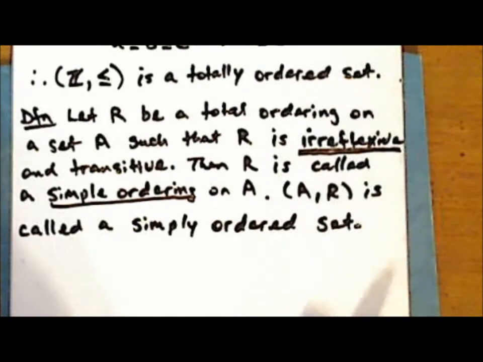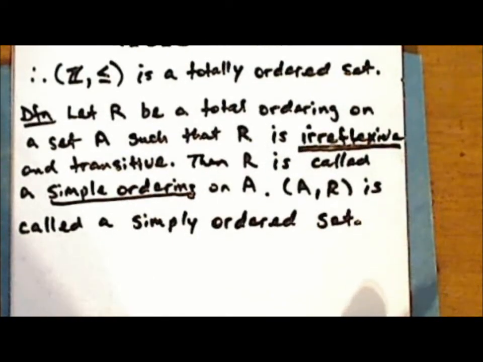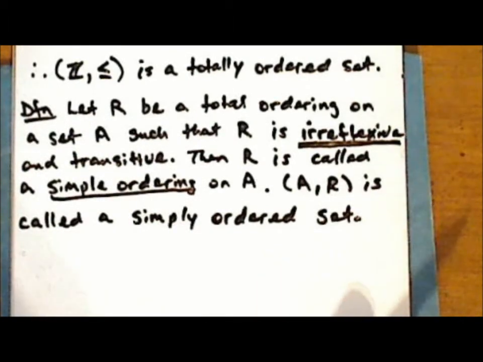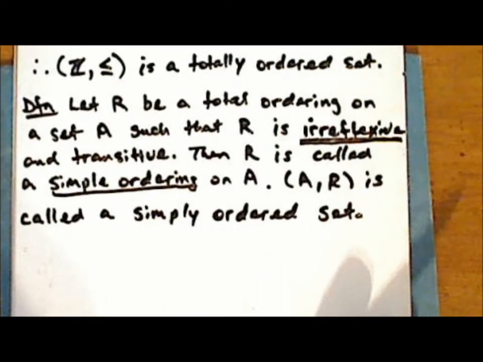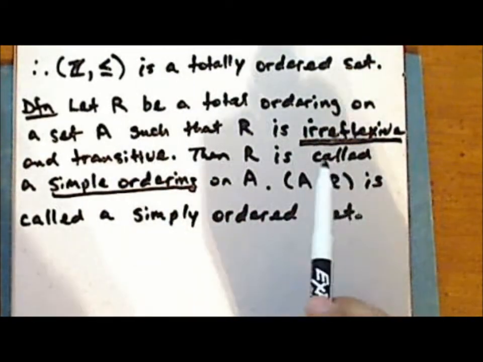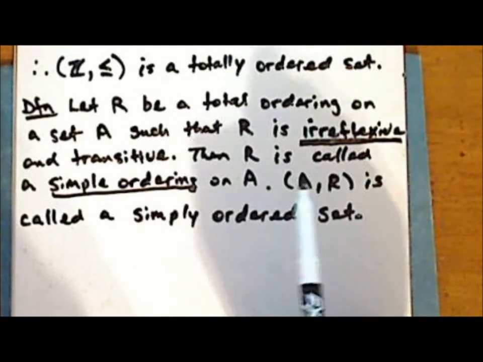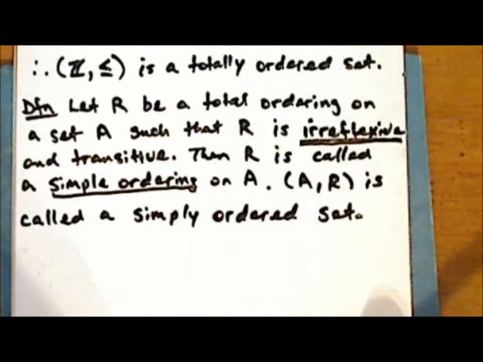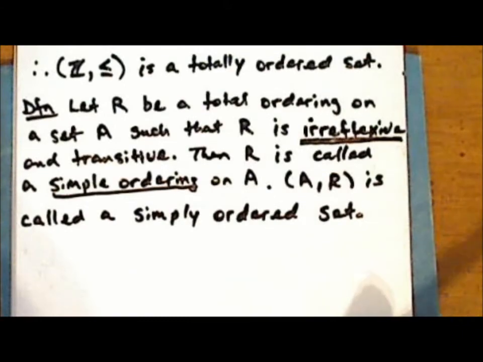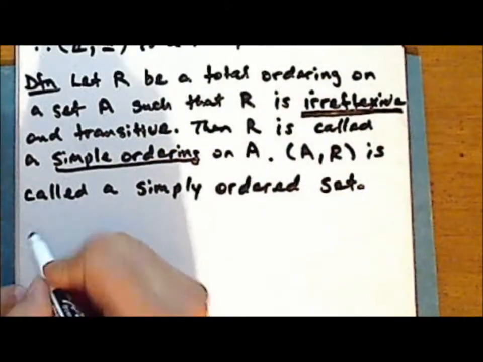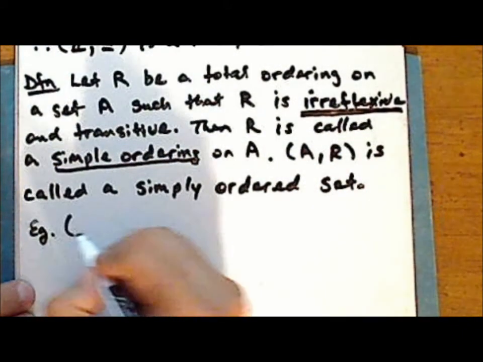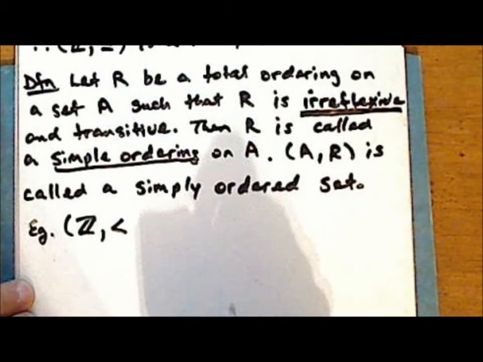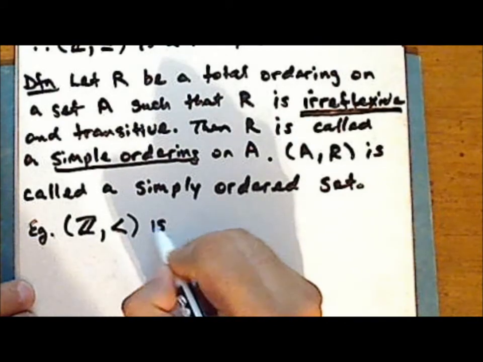But for those who do, there is still a slight distinction made. Again, a simple ordering is referred to as a strict partial ordering. In either case, one of the properties of the relation is that it be irreflexive for a simple ordering or a strict partial ordering. So let's look at an example here. We will show that the set of integers together with the relation strictly less than is a simply ordered set.